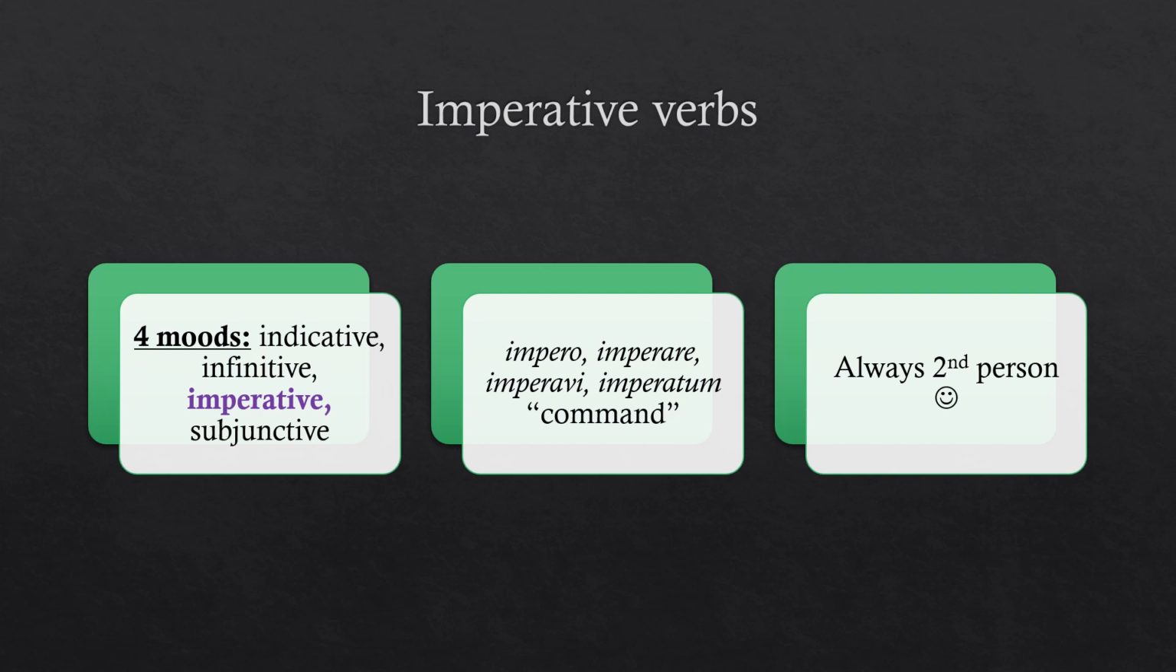The word imperative comes from the Latin verb impero, imperare, imperavi, imperatum, command. Thus, the imperative mood in Latin expresses commands. It is also important to note that imperatives in Latin are always second person. First and third person commands use subjunctive verbs, which we will learn later.